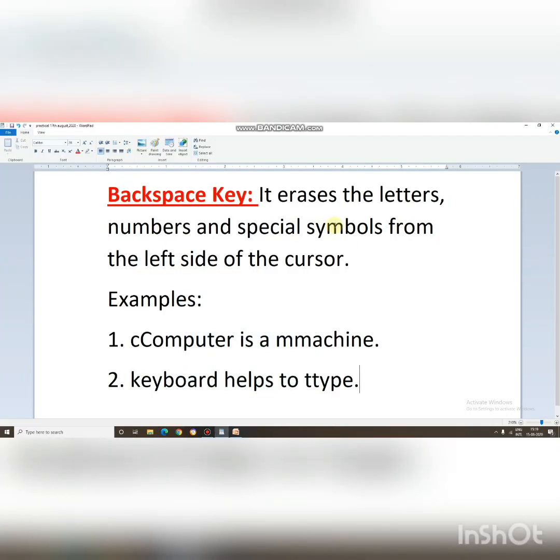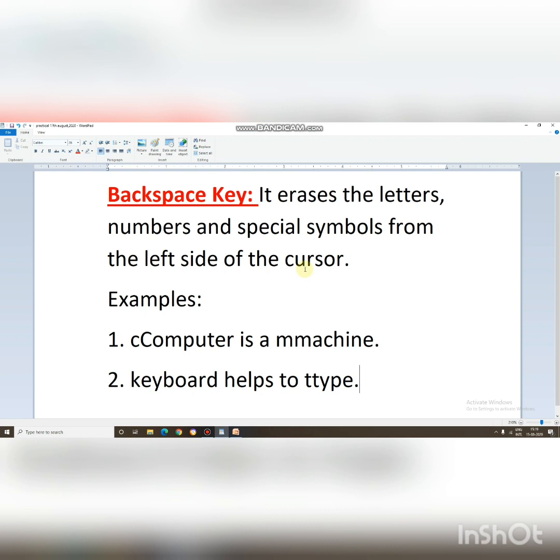So students, we have opened an application known as the WordPad application. It is an application with the help of which we are able to type letters, numbers and special symbols with the help of a keyboard. Today we will discuss one special key known as the backspace key. Now let's see the definition first and then we will see how to use it. It erases the letters, numbers and special symbols from the left side of the cursor.